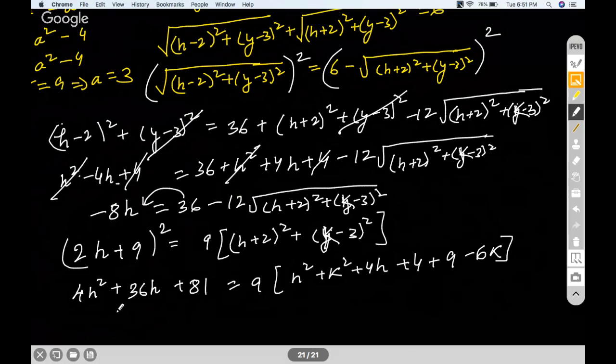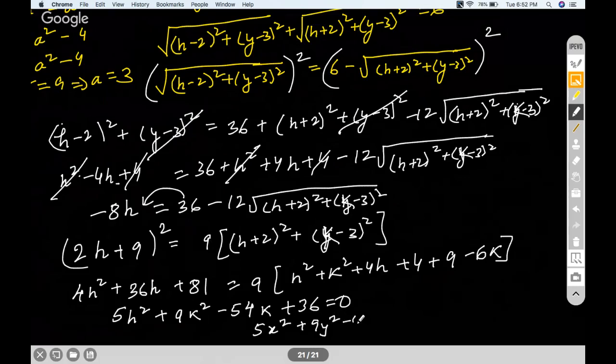So when you simplify this, you get 5h square plus 9k square minus 54k. Okay, I think h and h will get cancelled. Both will have 36h. And constant will be, again, 36 will be left. Correct. So we can generalize this as 5x square plus 9y square minus 54y plus 36 equal to 0.